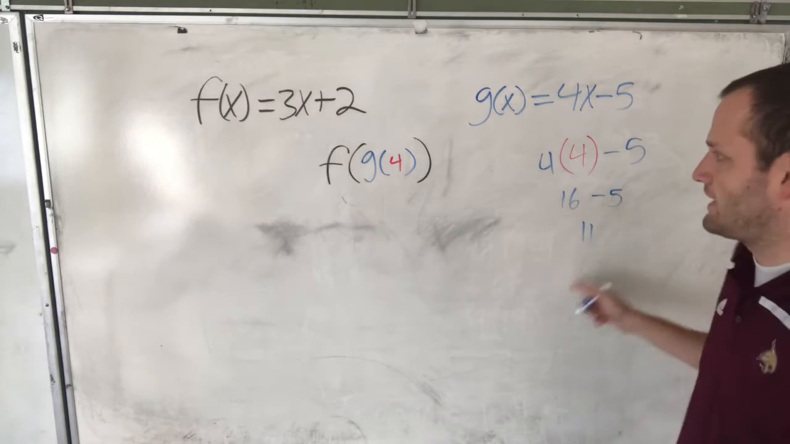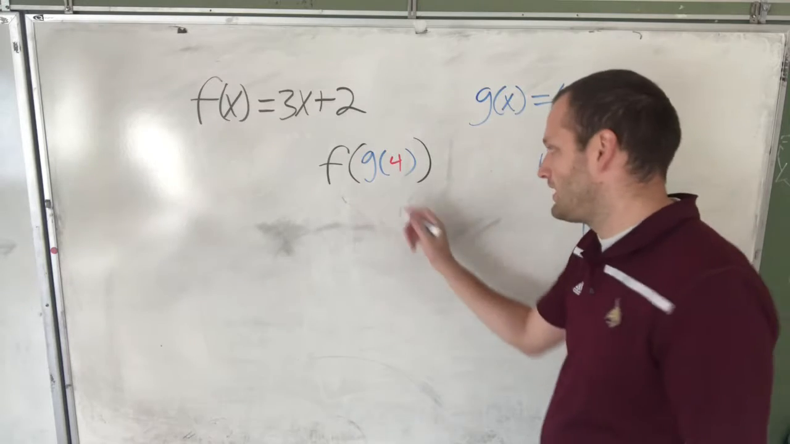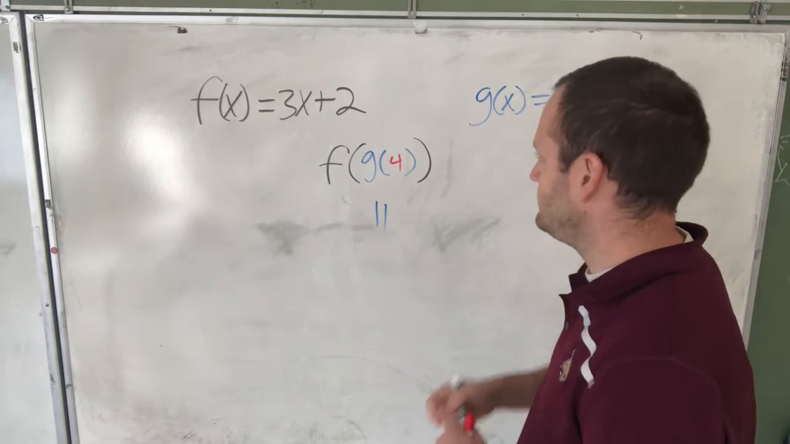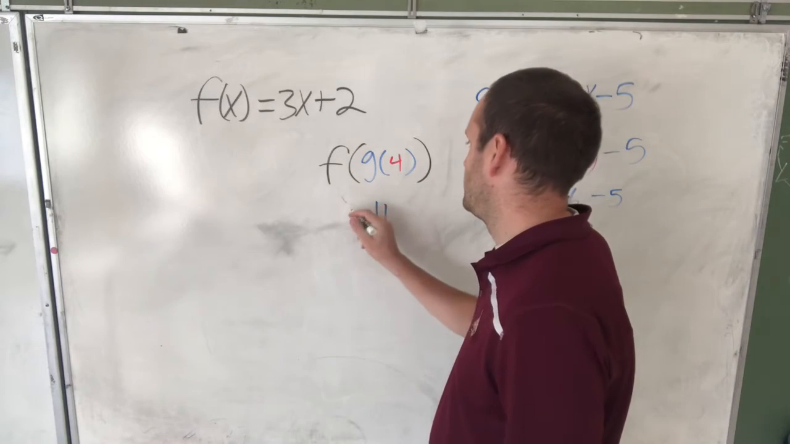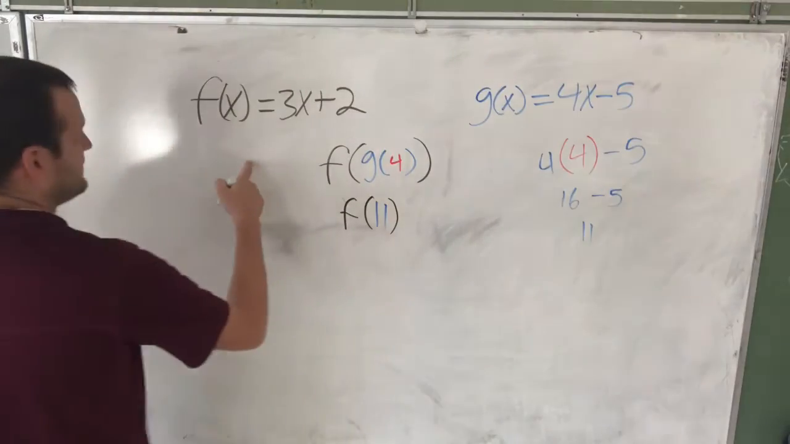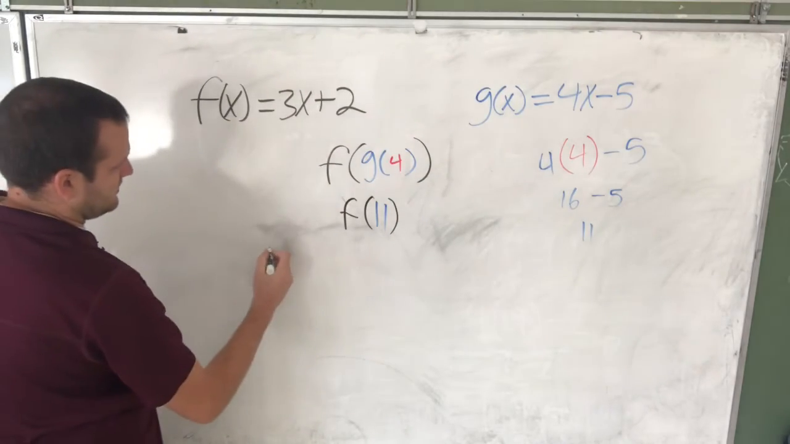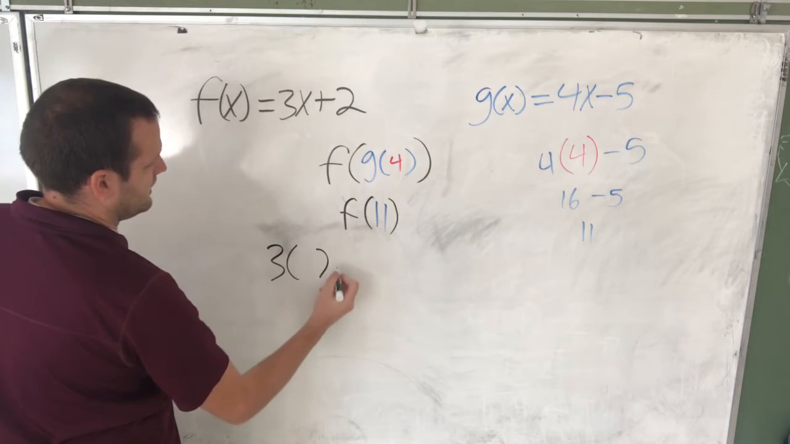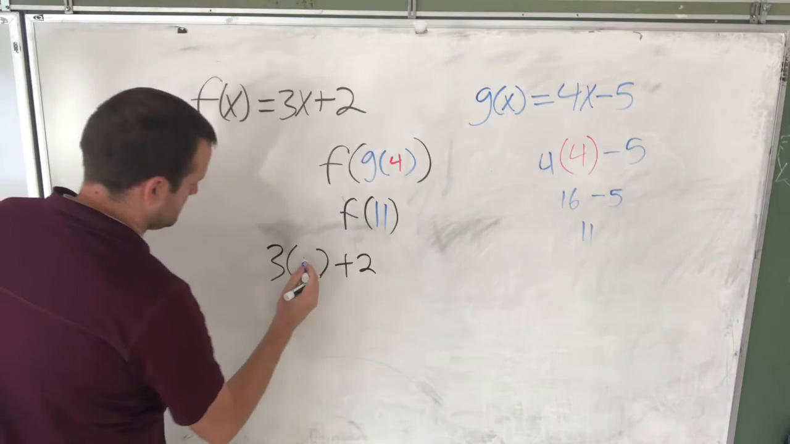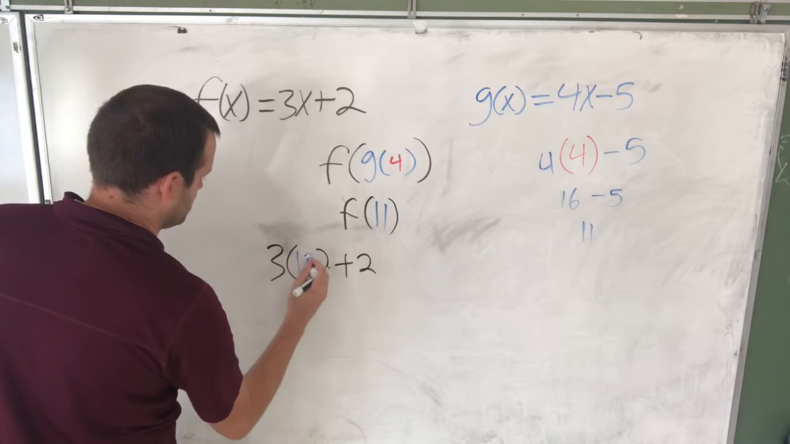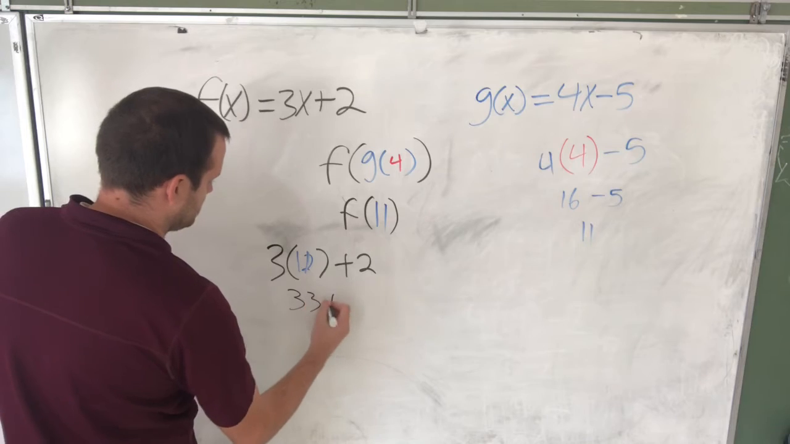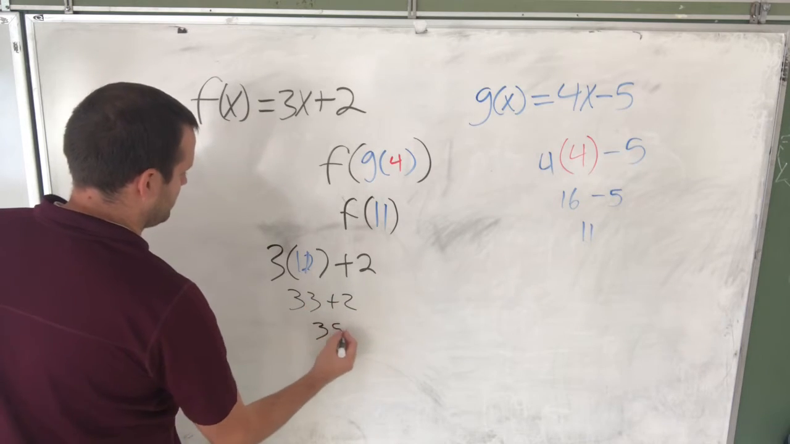Cool. Then we take that 11, since that's now the inside part, that gives us f of 11. Well, if I'm going to find f of 11, I'm not going to use this equation. I bring it down, that gives me 3 times 11 plus 2. Okay? 3 times 11 is 33, plus 2 gives me 35.